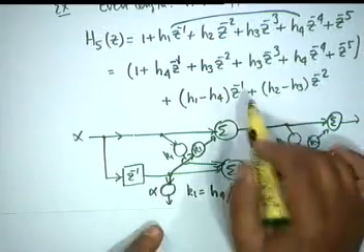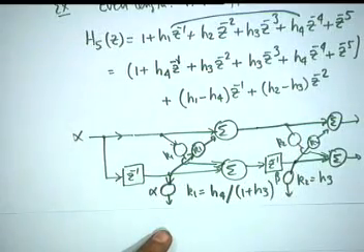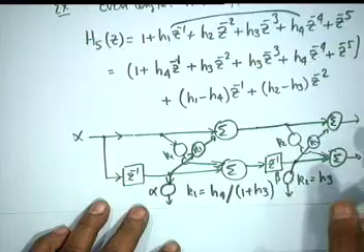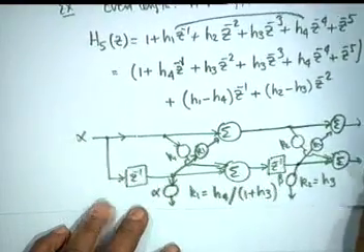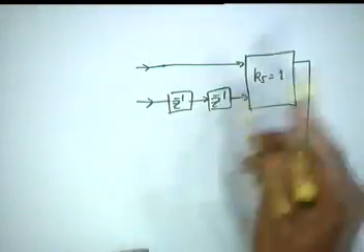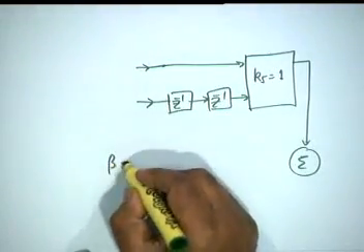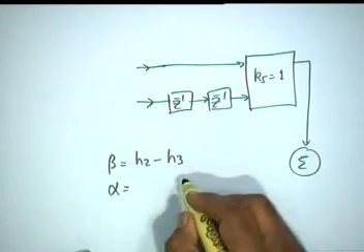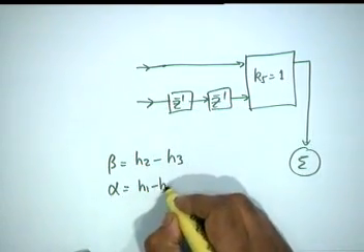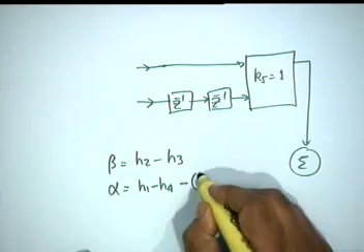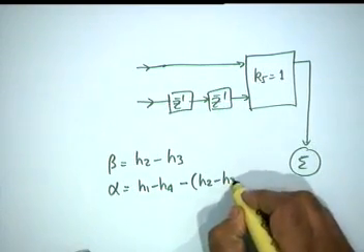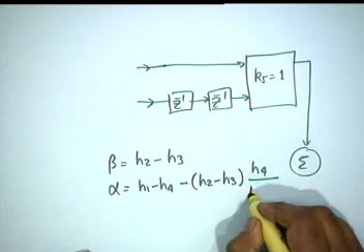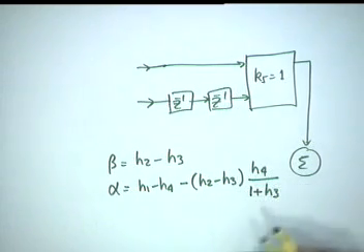Okay, because I have Z inverse and Z to the minus 2, and if you follow the same procedure, can I leave the algebra to you? If you follow the same procedure, you get beta equal to H2 minus H3 and alpha equal to H1 minus H4 minus H2 minus H3 multiplied by H4 divided by 1 plus H3.